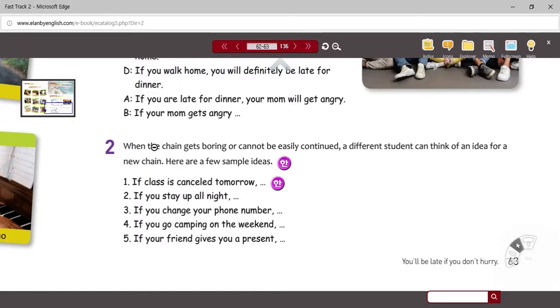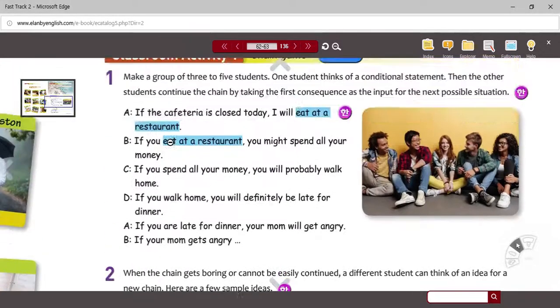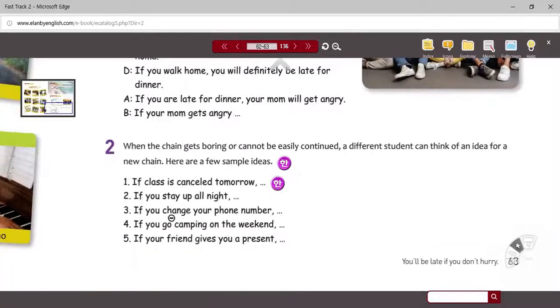Now, number 2, down here, it's really the same activity, but they're giving you different conditional clauses. Number 1, if class is canceled tomorrow. Okay, I'm not sure if that's very appropriate right now, but if class is canceled tomorrow, I will not go to campus. If I don't go to campus, I will go to Nampodong. And you can just continue on from there.